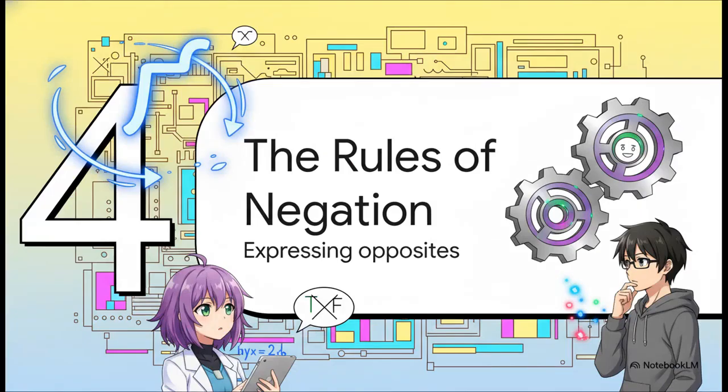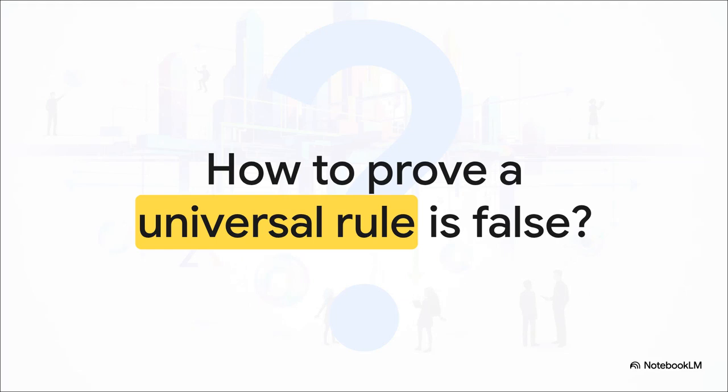Let's move to part 4 and see how this builds, the rules of negation. So, we know how to state things positively and scale them up, right? But how do we mathematically express logical opposites? Take a second and ponder this question. If someone makes a massive universal claim, how do we mathematically prove that universal rule is false?